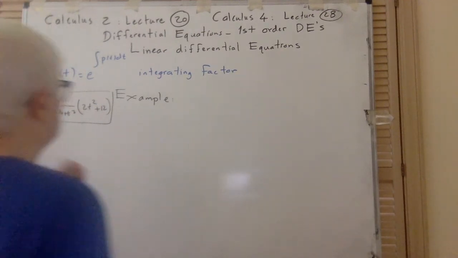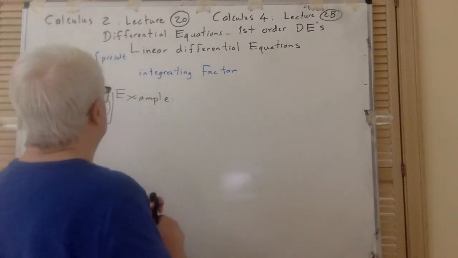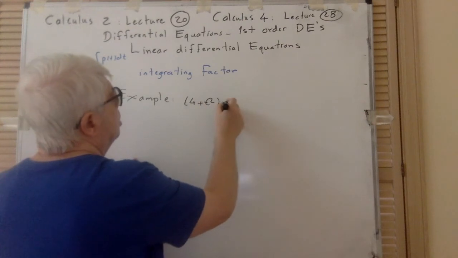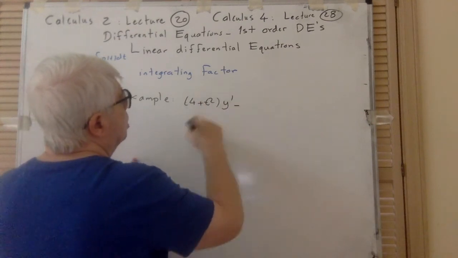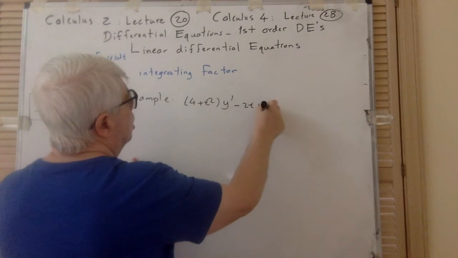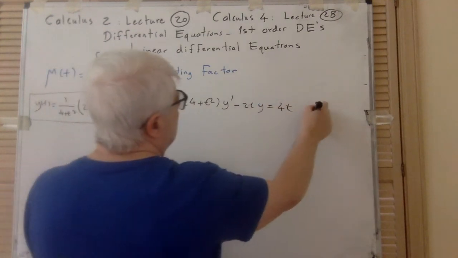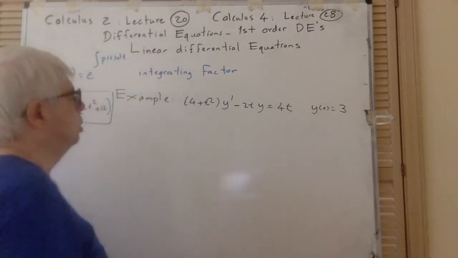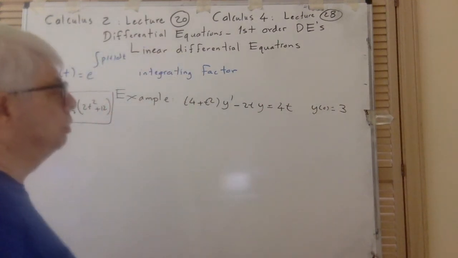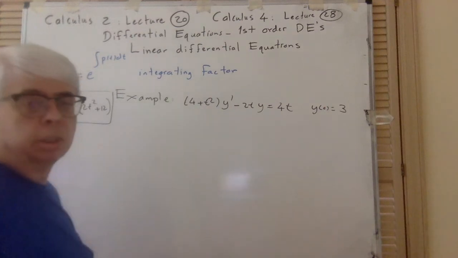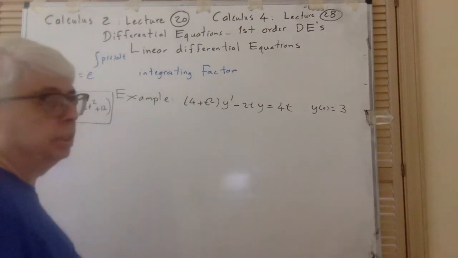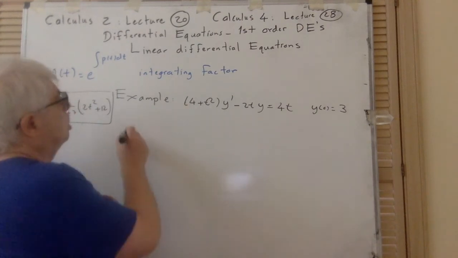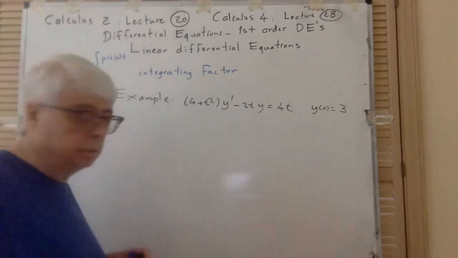Yeah, that's a good one. So let's write it again. 4 plus t squared, in this case y prime minus 2t y equals 4t. And let's assume that y at 0 is again, say, 3. So that's the second example. The difference is that the function p t is different. There's a negative here.